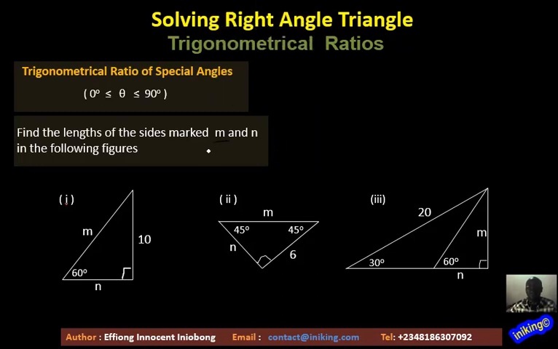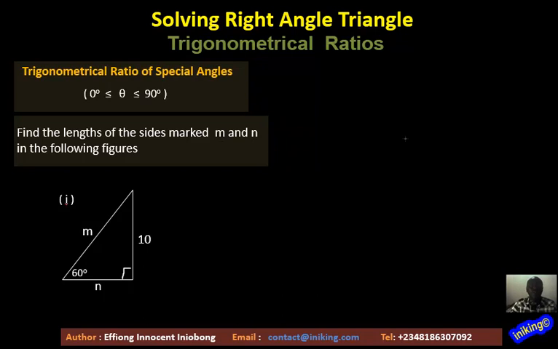Let me change the color of my marker. So we're going to find the side labeled M, N there. Likewise, in this other diagram, and also in this other one, M and N. So let's set out and look at the first. How do I find the length of the sides marked M and N?